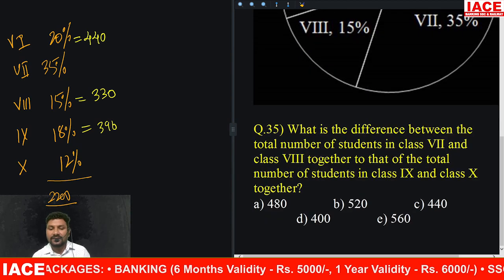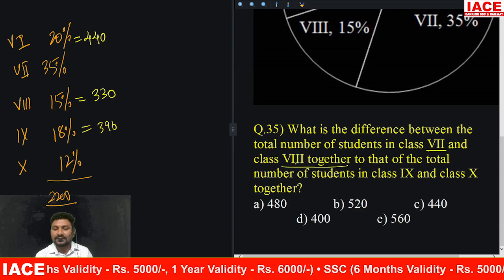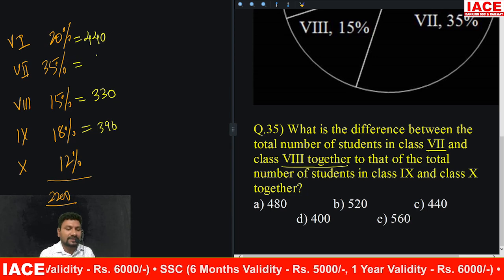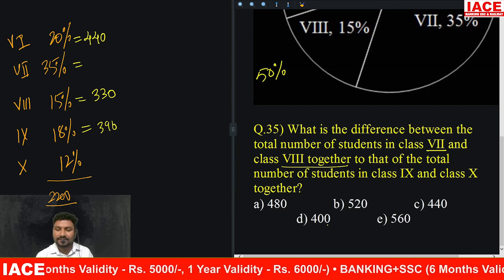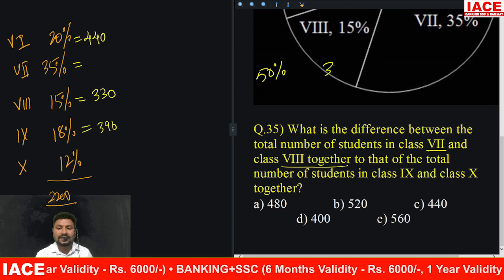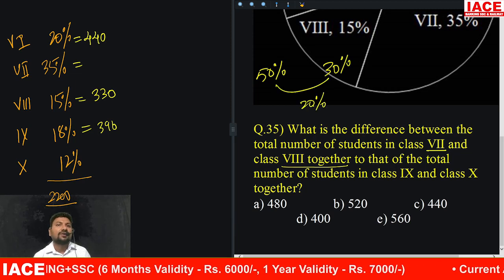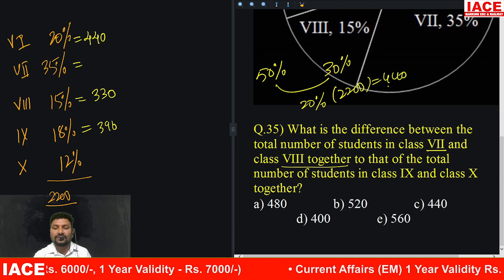What is the difference between the total number of students in class 7th and class 8th together, and class 9th and 10th? Here 35%, here 15%, it is equal to 50%. And the total number of students in 9th and 10th is 30%. Here the difference is required. The difference is how much percentage? 20%. 20% of 2200 is equal to 440.